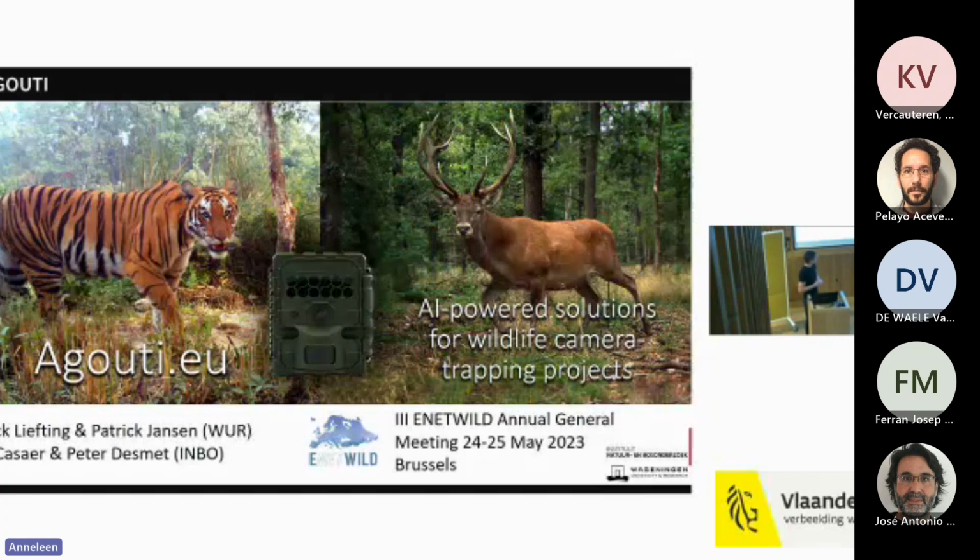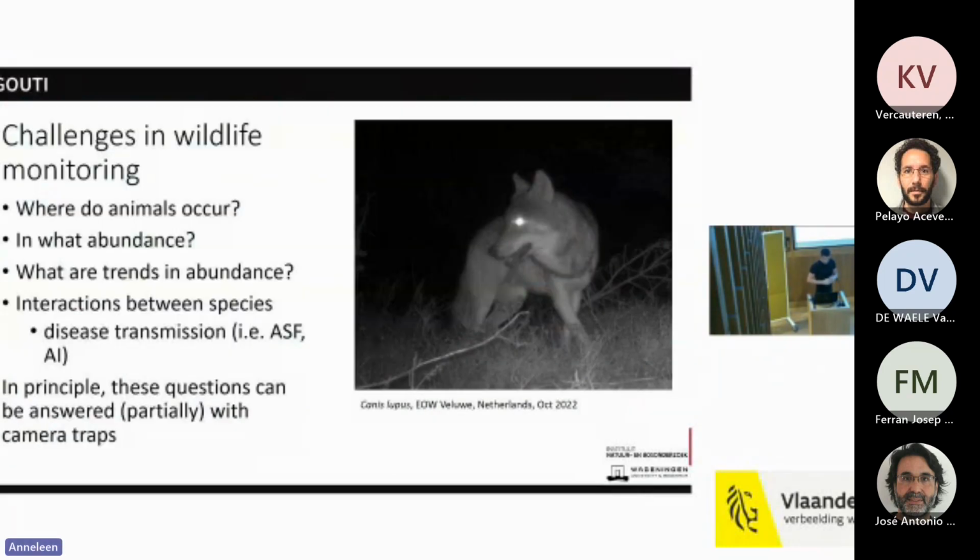And thanks to Graham for introducing this topic, because with these three IT tools that we have within the ENETWILD project, I think we have a nice complementary set, and there's really different target audiences there. So I want to share some information about Agouti, which is not just developed for ENETWILD, but was already established before the project. But together with you, I think we've made a really nice case and improved the platform quite a lot.